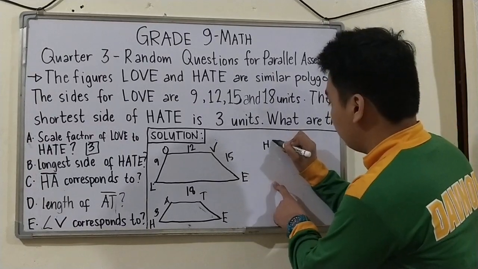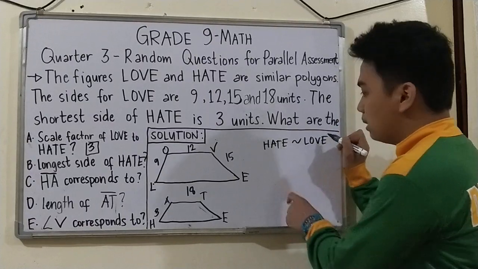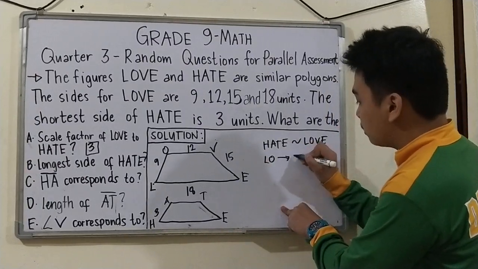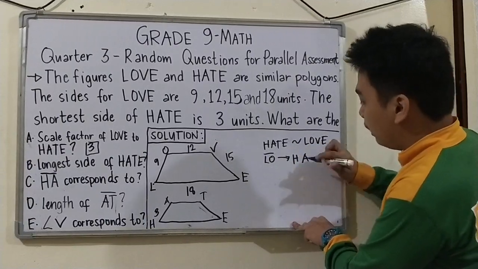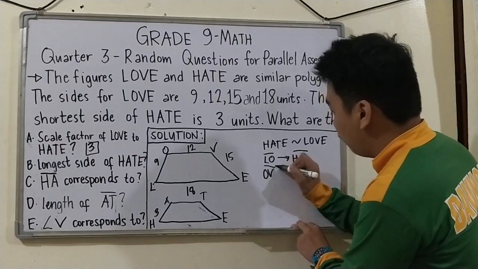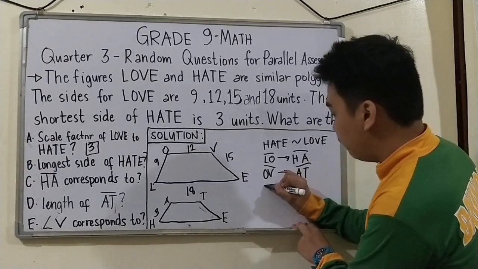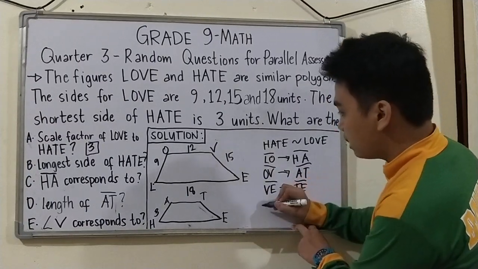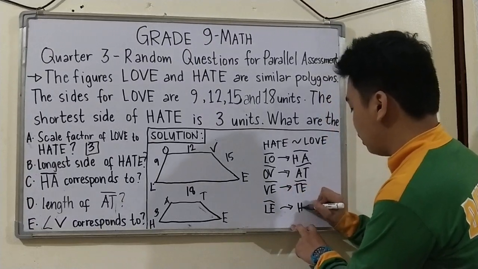So again, hate is similar to polygon love. That means the side LO of the polygon love corresponds to the side HA of the polygon hate. The side OV corresponds to the side AT. The side VA corresponds to the side TE. And lastly, the side LE corresponds to the side HE.